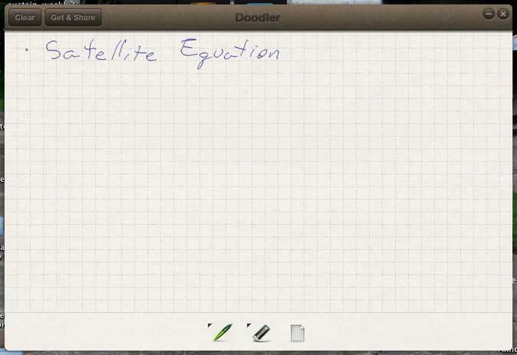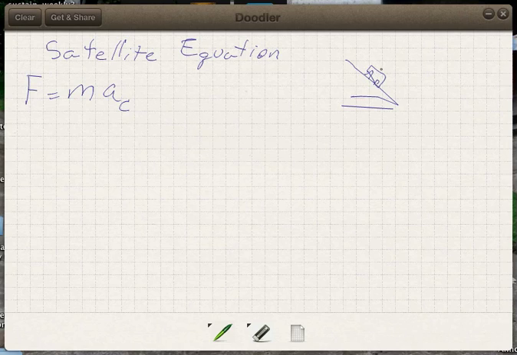We're going to explore the satellite equation, which is simply F equals ma when the acceleration is centripetal acceleration. So we've done this many times already. For instance, remember the car on the inclined ramp going around the turn?